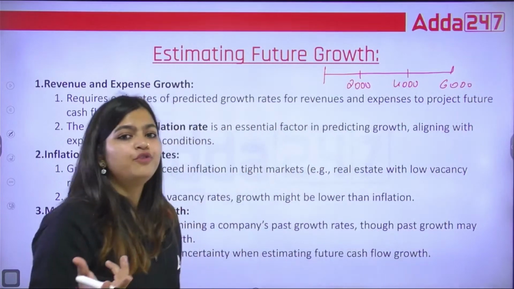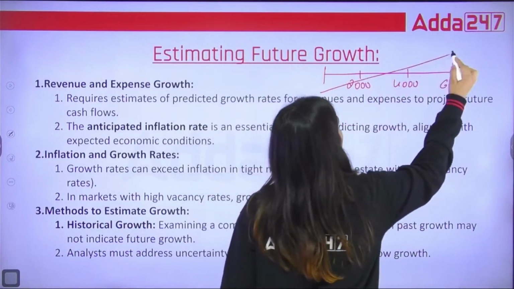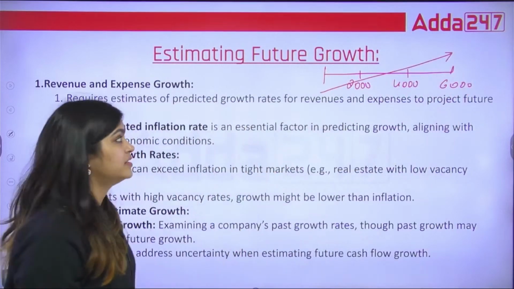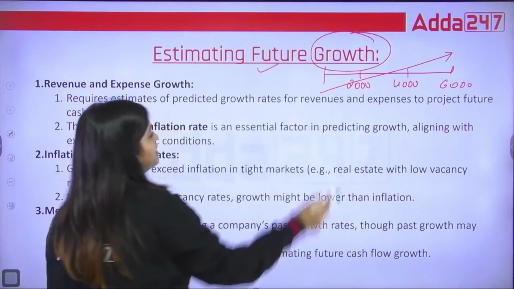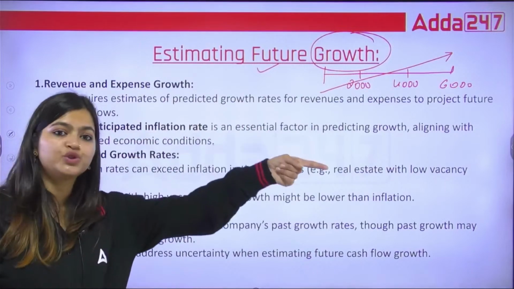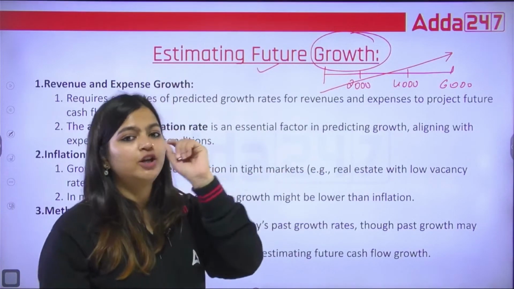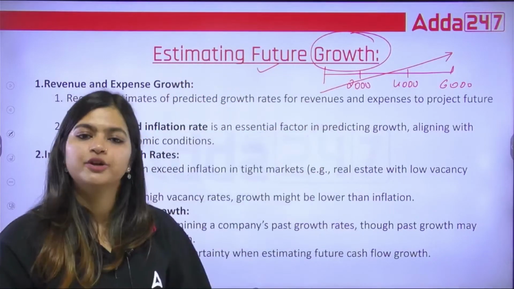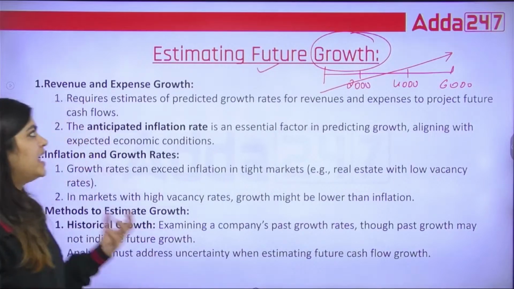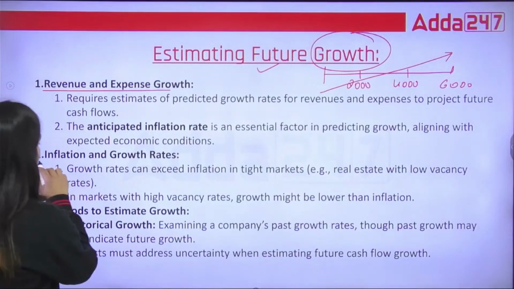So what you are observing is that our returns are growing, correct? This is your growth, and you are observing it in the future. Whenever we are estimating the growth in the future, we call it estimating future growth. You can understand this with the help of revenue and expense growth, inflation and growth rates.